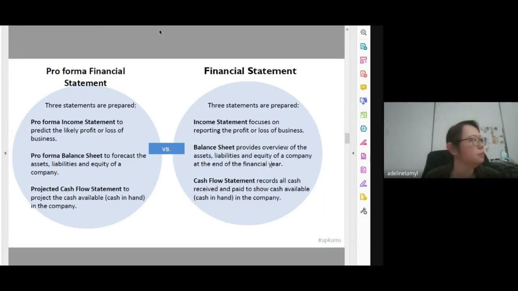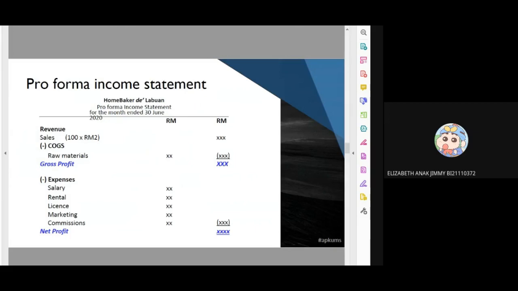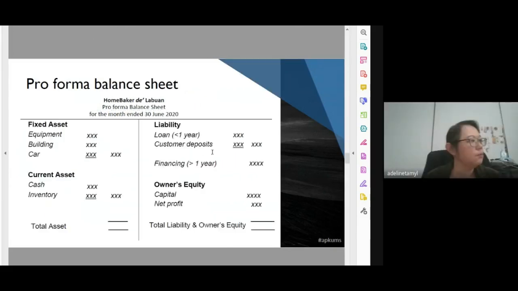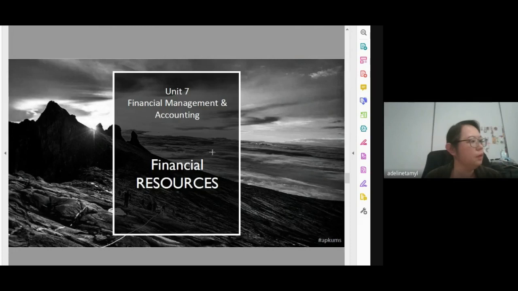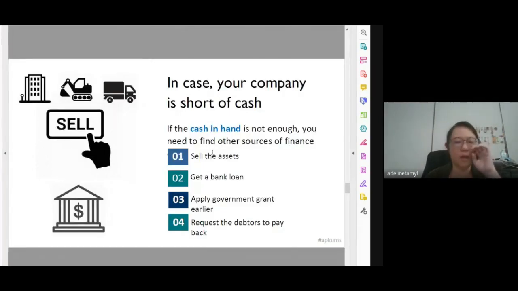So you can look at this format here. Later I will show you how to do it step by step. But let me finish this statement first.